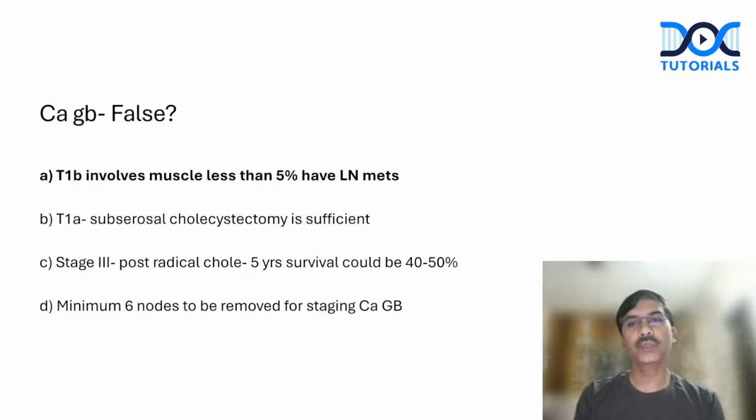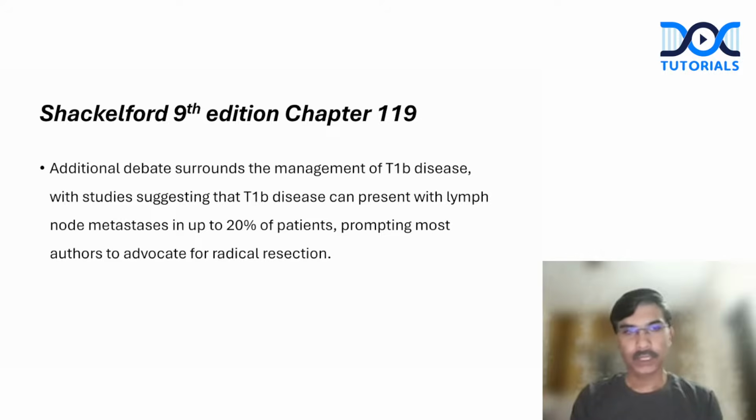Stage 3, though the numbers seem to be quite high, Shackelford comes with this value for 5-year survival post-radical cholecystectomy. Obviously, I believe it would have included post-operative or pre-operative chemotherapy. The 5-year survival there was between 40 to 60%. And the recent AJCC guidelines, 8th edition, recommend at least 6 nodes to be removed for appropriate staging of carcinoma gallbladder. So additional debate surrounds management of T1B. These are exact words from chapter 119 of Shackelford, with studies suggesting that T1B disease can be present with lymph node metastasis in up to 20% of patients, prompting most authors to advocate for radical resection.